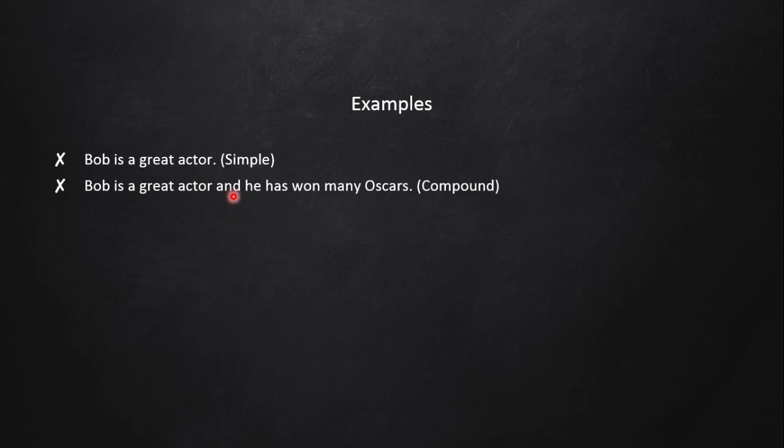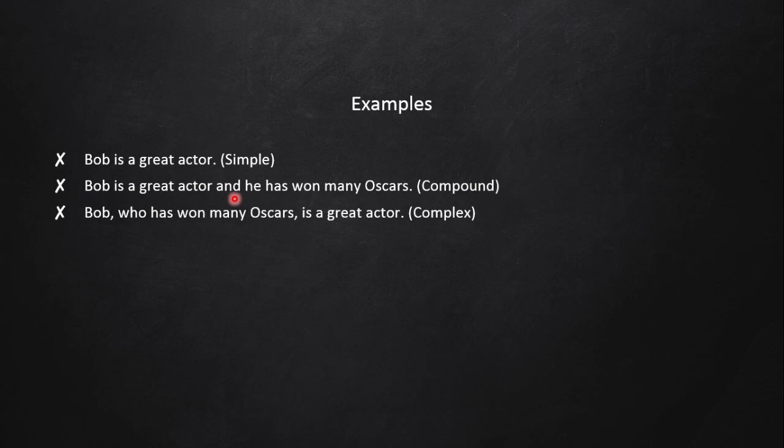In compound sentence, there are several conjunctions. We call them fanboys. For, and, nor, but, or, yet, so. But I'm not going to discuss it more. Today's topic is about complex sentence.